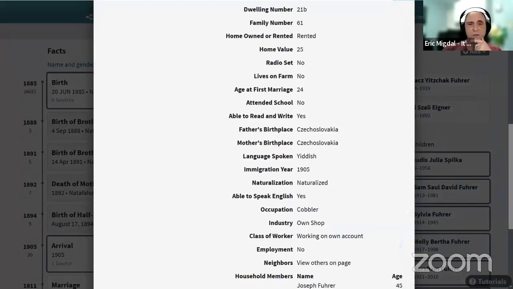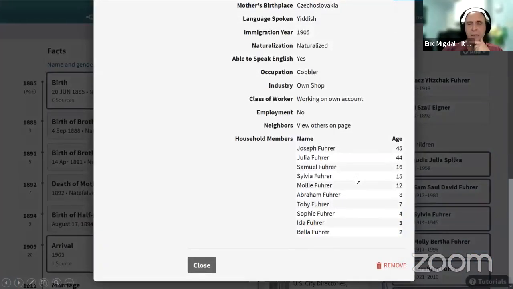So it shows all the family, where they were born, that he's a cobbler, he owns his own shop, working on his own account, and it shows all the members of the family and their ages. So it's a little easier to read on the transcribed document, the typewritten document, but always look to the handwritten because there could be errors in the transcription.